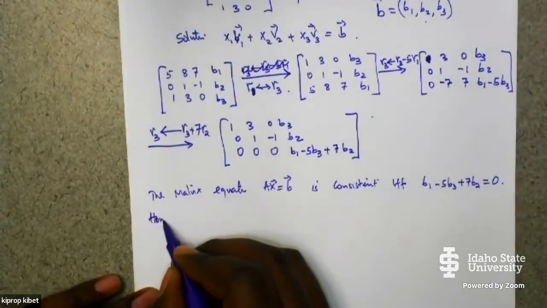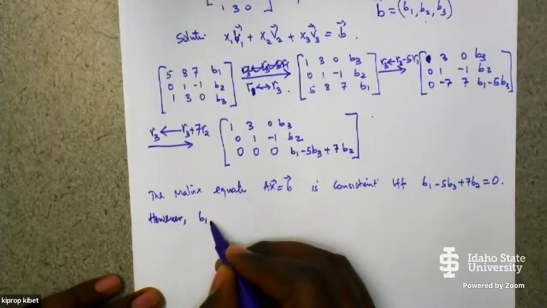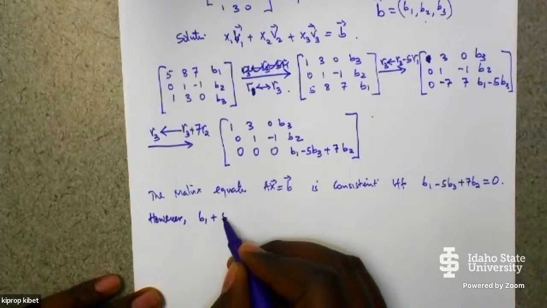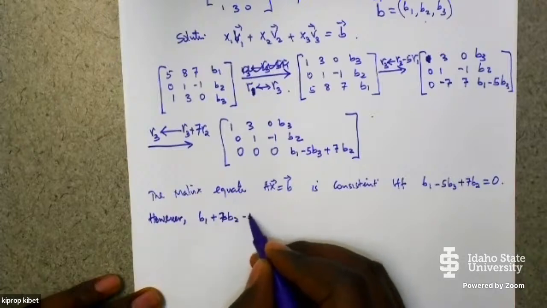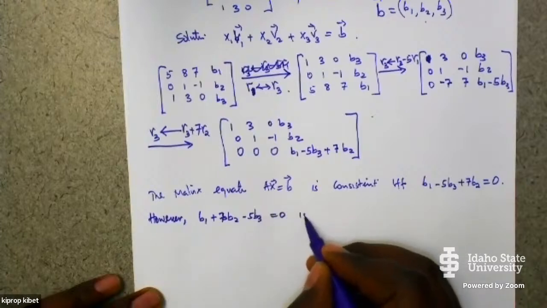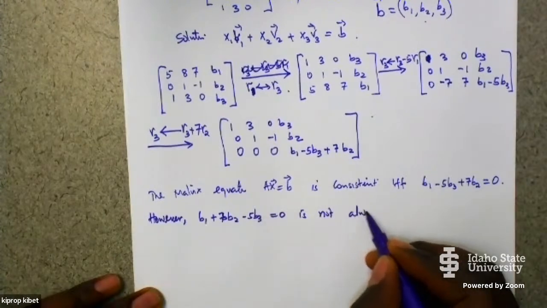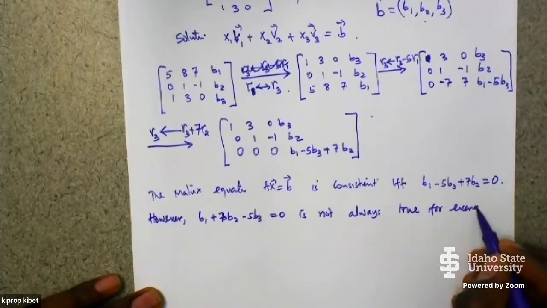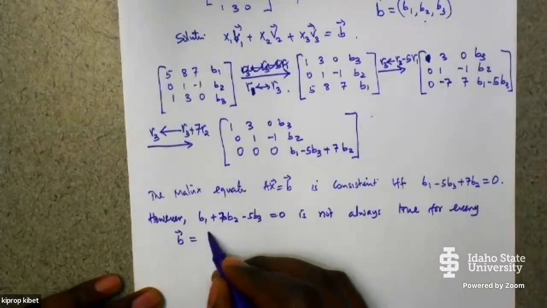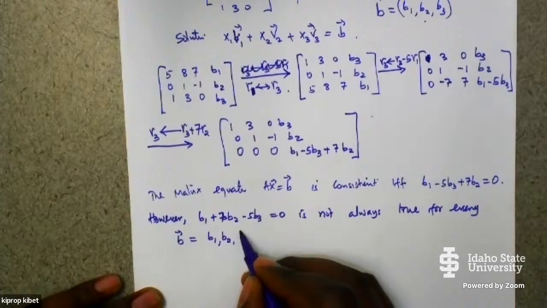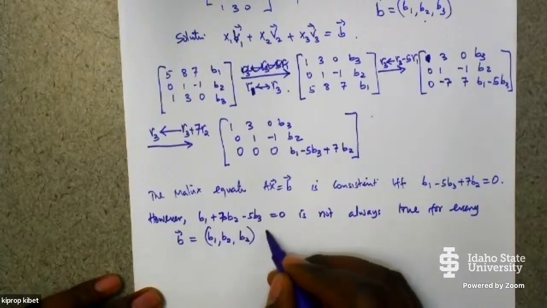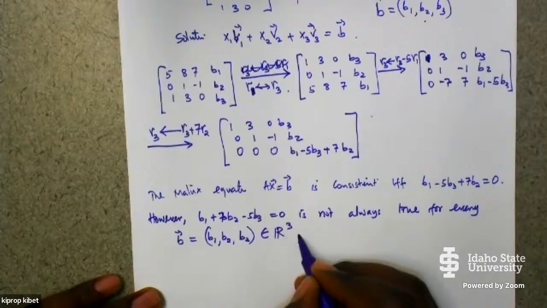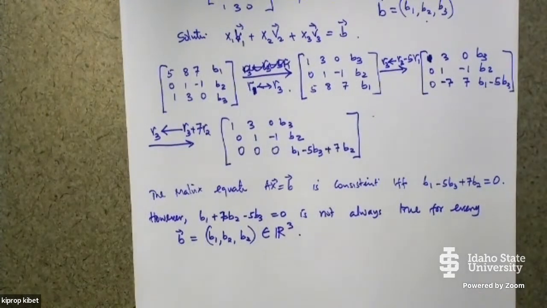However, B1 plus 7 B2 minus 5 B3 equals 0 is not always true for every B equals B1, B2, B3, an element of R3. So it is not always true.